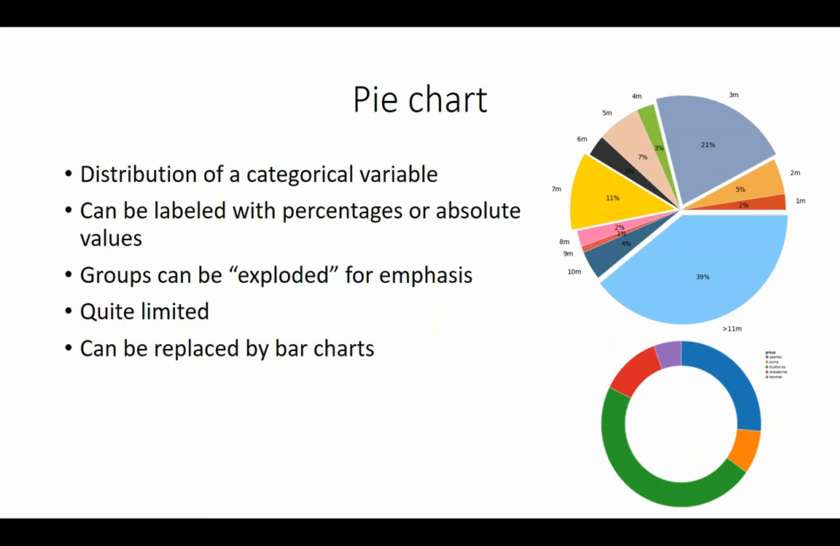Many people prefer to use other types of charts instead, like bar charts, which can convey more meaning. A bar chart can also show you the distribution, but also gives you more of a sense of the relative abundance of different categories.